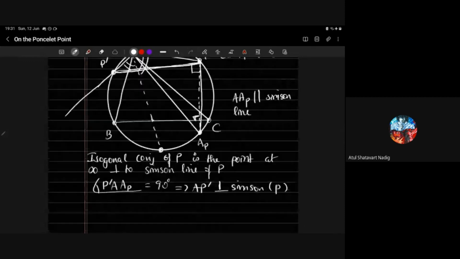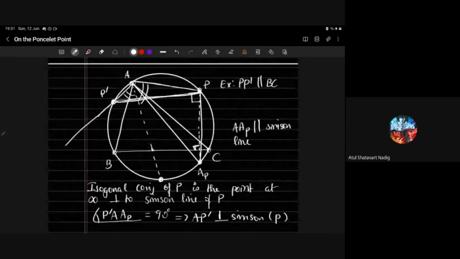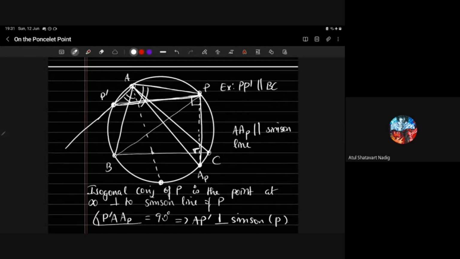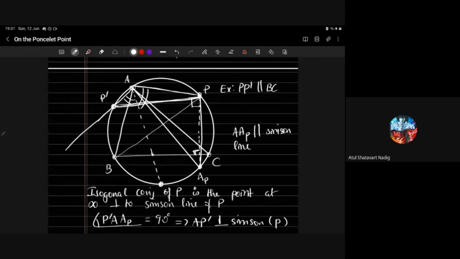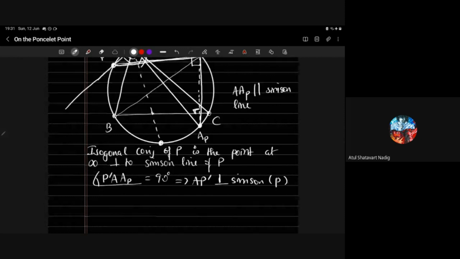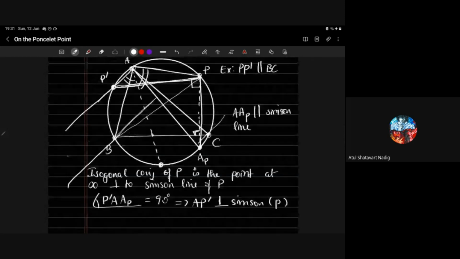Okay, so similarly, you can do the same thing with B and say that the reflection of BP over the angle bisector is perpendicular to the Simpson line of P. And similarly for C. So these three parallel lines will intersect at a point at infinity. I'm not drawing the one for C. So that is the isogonal conjugate of P. Okay. Any questions so far?